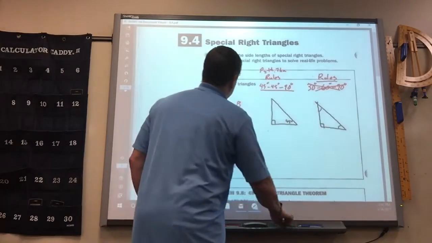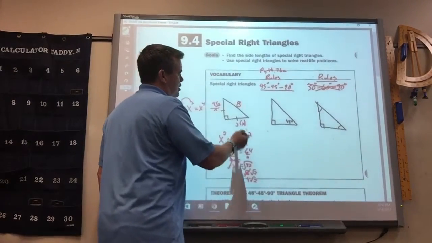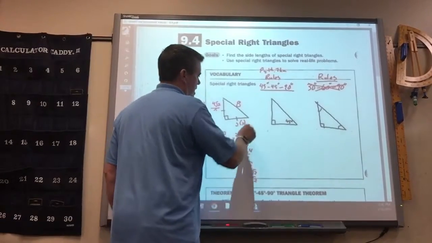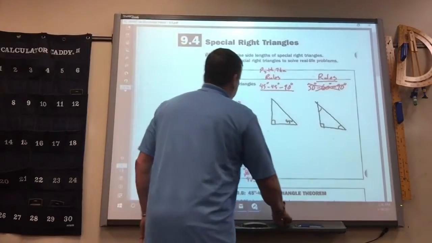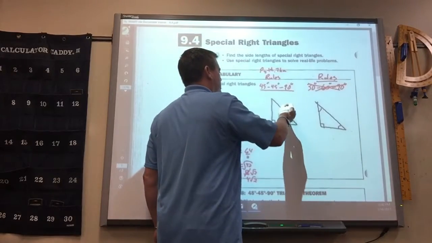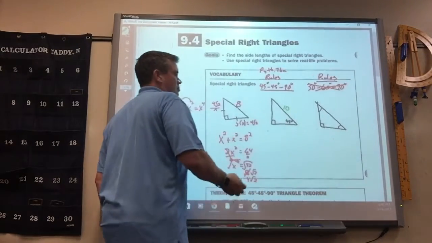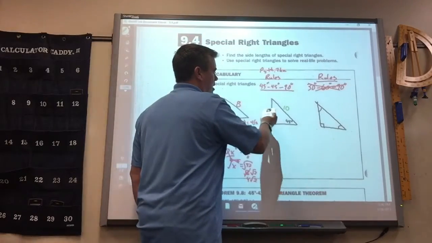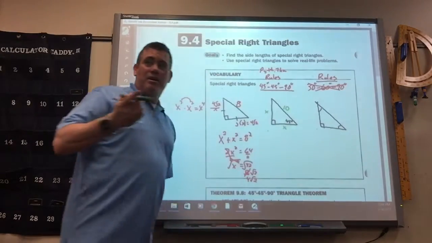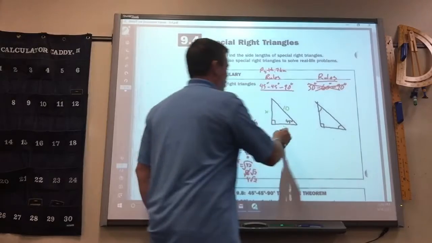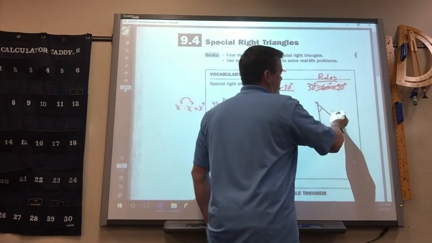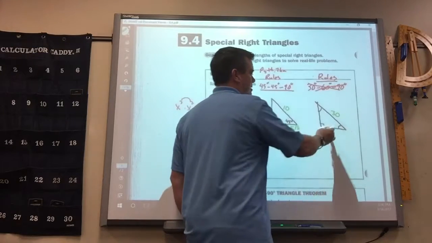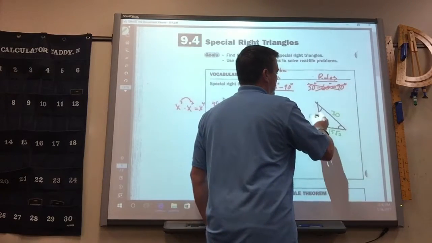Okay? So x is 4 square roots of 2, and so is y. Okay, if this were 10, so, you figured it out already? It would be 5 square roots of 2. If this was 30, it would be 15 square roots of 2, and 15 square roots of 2.